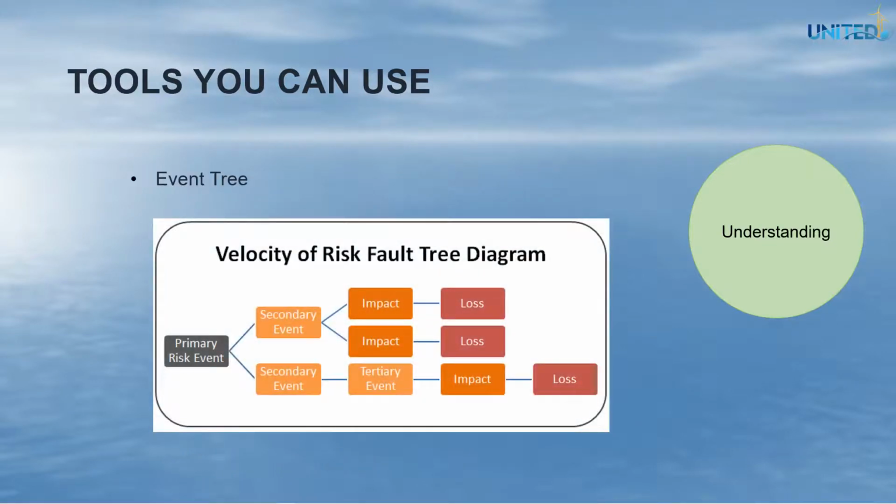One of the tools you can use is an event tree. What if something happens? This leads to other things being affected, and that will have an impact, and that will create damage or loss to the system. This is a way to analyze the impact of an event happening.